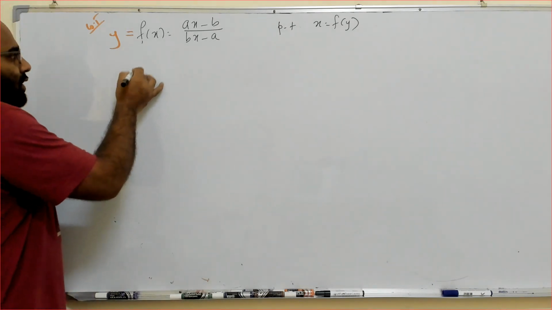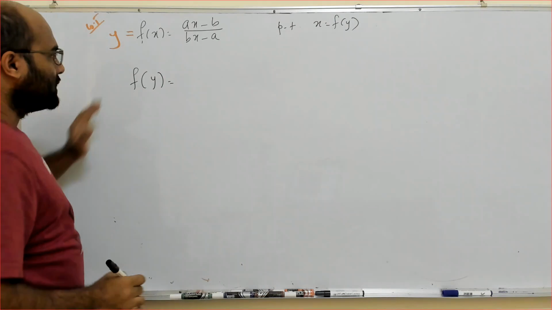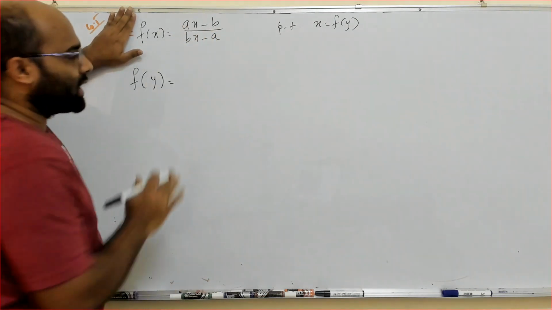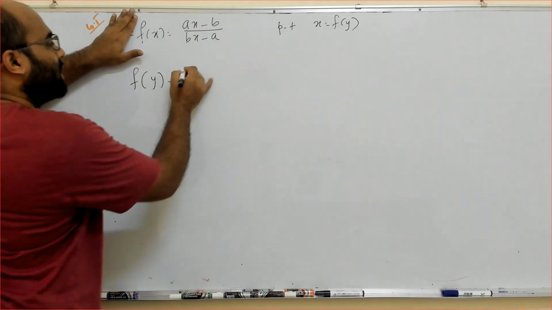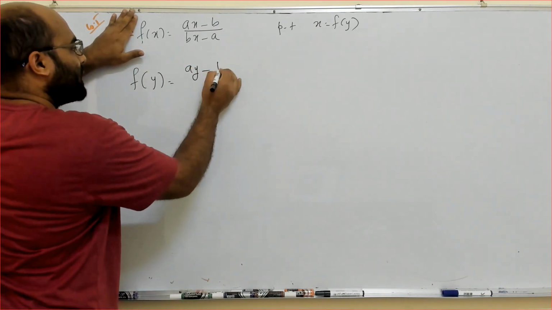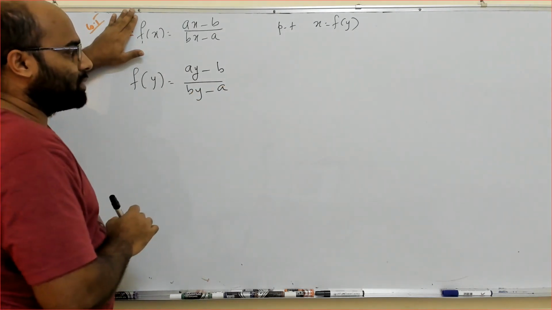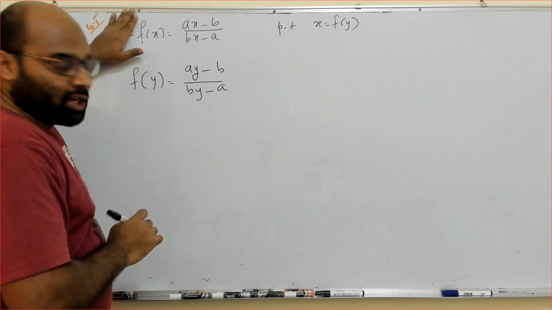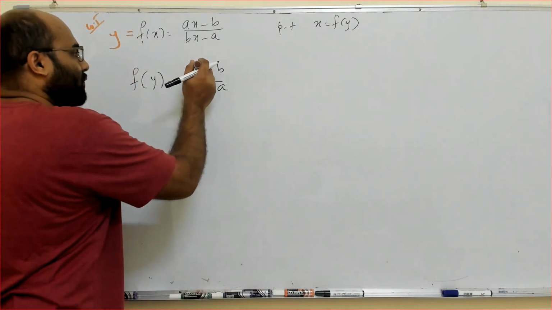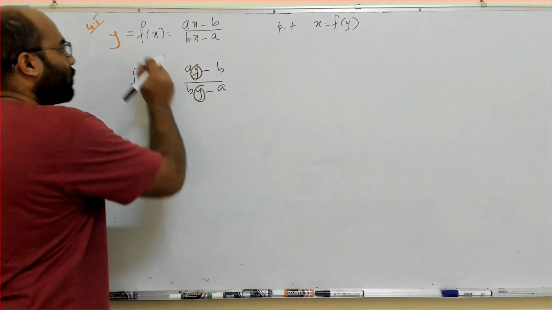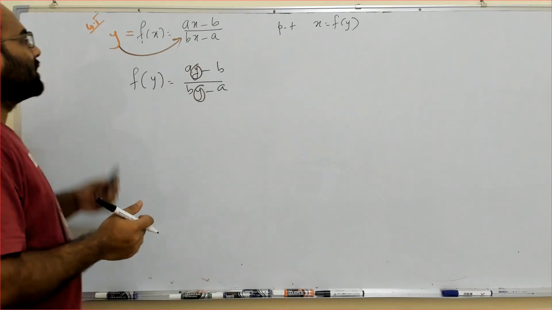See, f of x is given as ax minus b by bx minus a. Then what about f of y? F of y will be ay minus b by by minus a. Now what is y? Y is f of x. This can be replaced. What is y? Y is this only, because f of x and y are both the same.